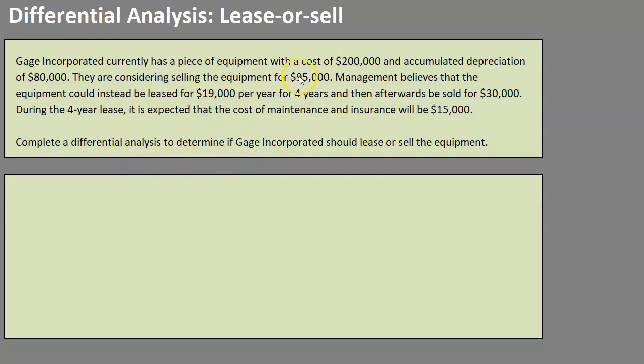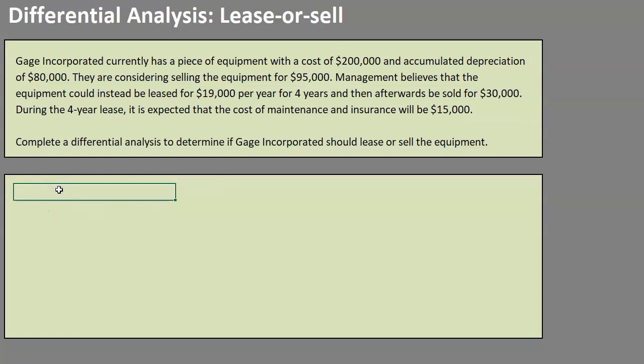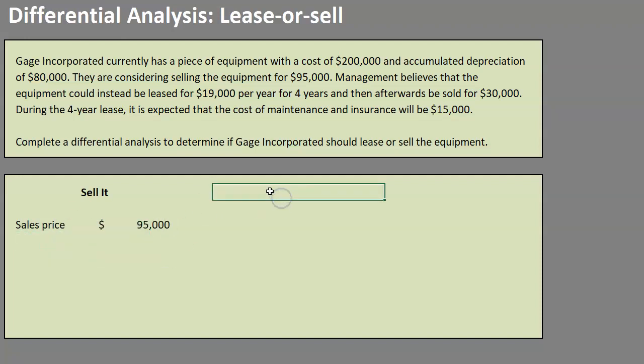So we have all these different numbers. We see that we can sell it for $95,000. That's actually going to be one of our easier portions of this. So first option, sell it. And we have a sales price of $95,000. But our other scenario is we could decide to lease it. Now, this is where it's going to be nice to kind of keep things organized. If we sell it, we're obviously going to be getting $95,000. But if we lease it, we are going to be getting some lease payments.